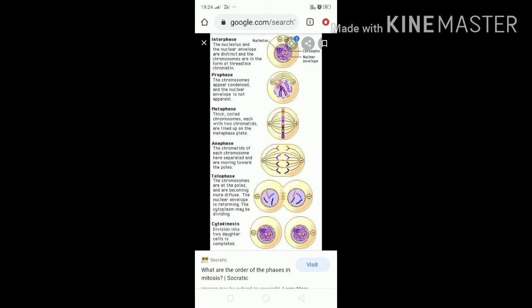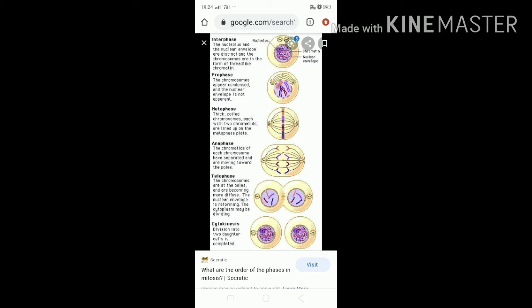The second phase is metaphase. In that phase, the condensation of the chromosomes is completed, and they are clearly visible along with their sister chromatids. Then the chromosomes arrange parallel to the equatorial plane of the cell, and spindle fibers form between the centromere of each chromosome and both centrioles. Then the nuclear membrane completely disappears.